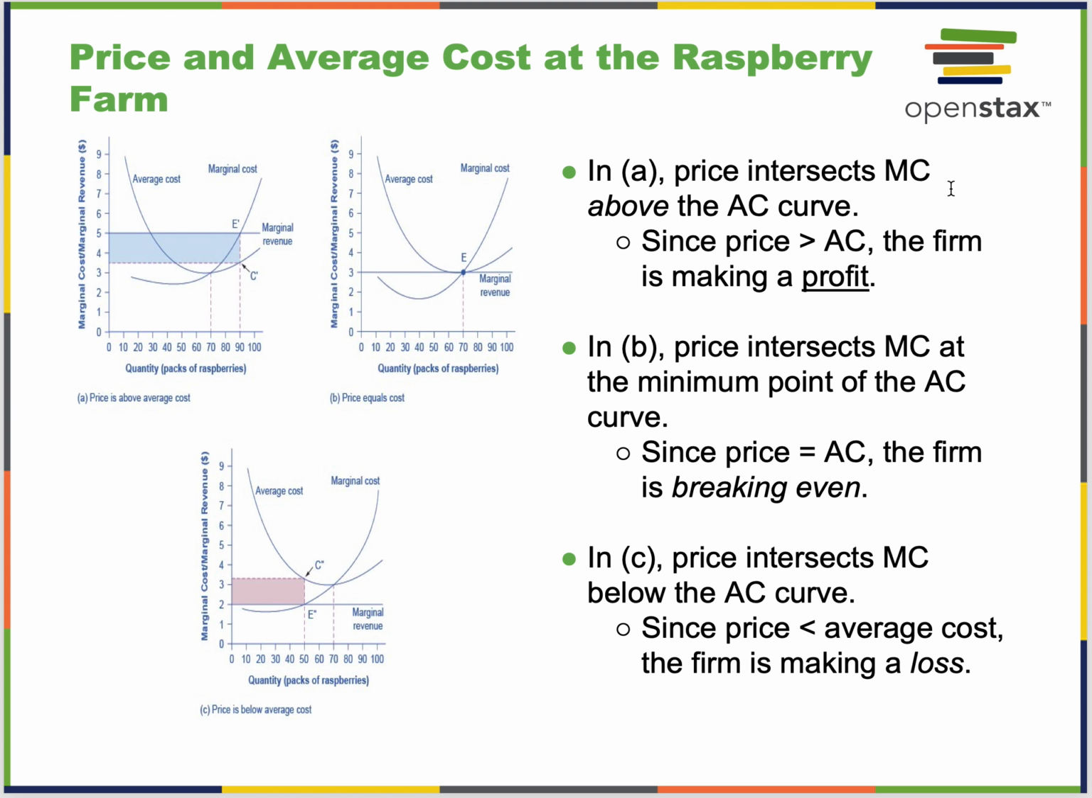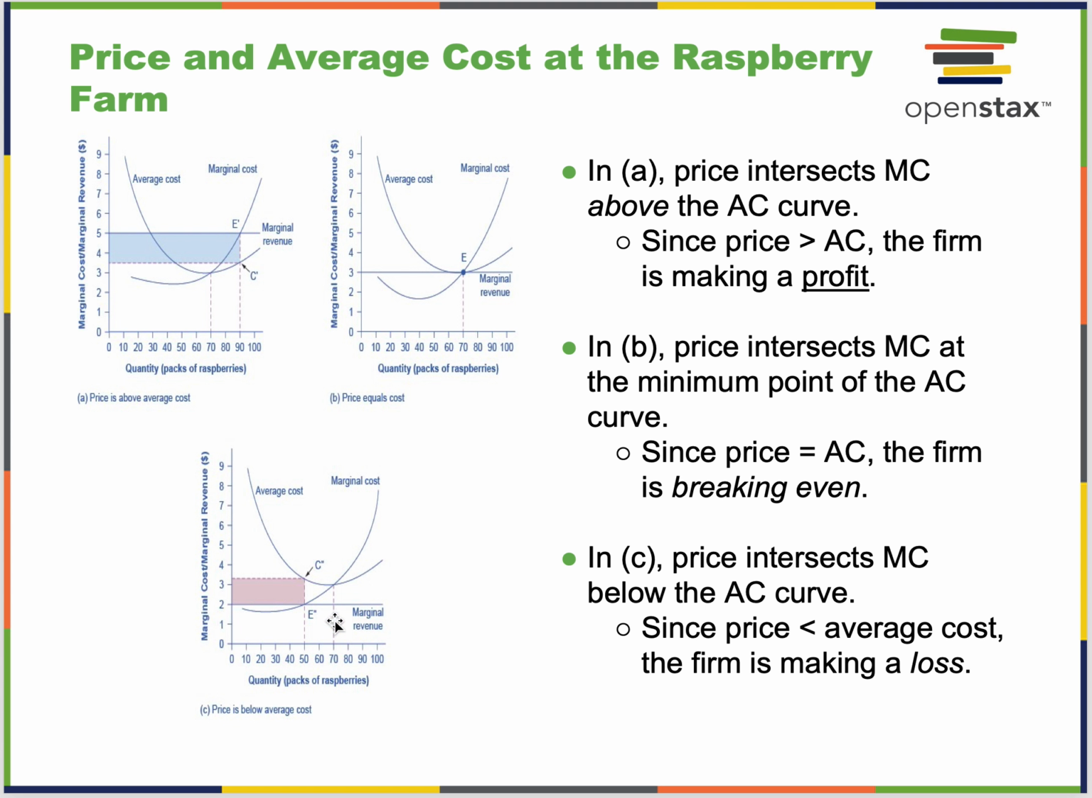So in A, the price intersects marginal cost above the average cost curve. Since price is above average cost, the firm is making a profit. Remember from week 1 when we did your crazy uncle problem. And in B, the price intersects marginal cost at the minimum point of the average cost curve. Since price equals average cost, the firm is breaking even. No economic profit, or what they call normal profit, which is a little bit confusing, in a perfectly competitive environment.